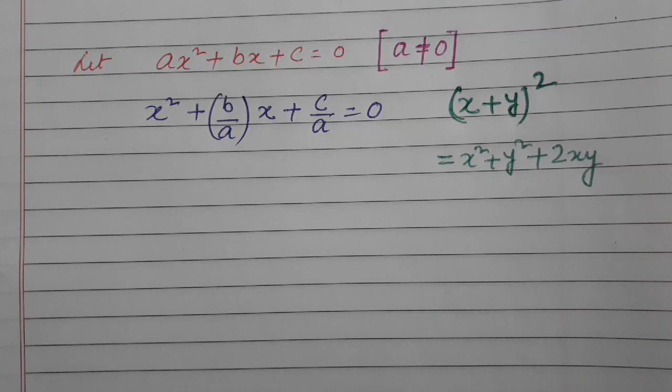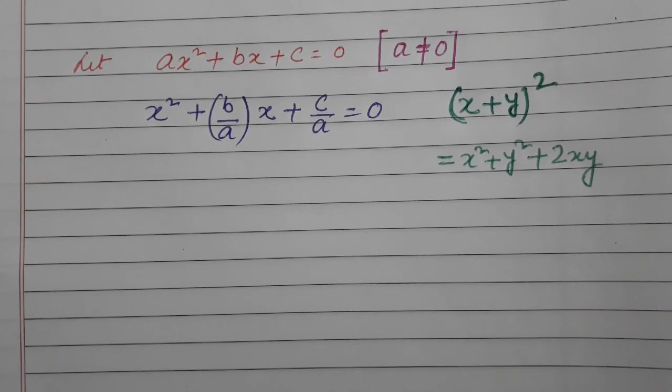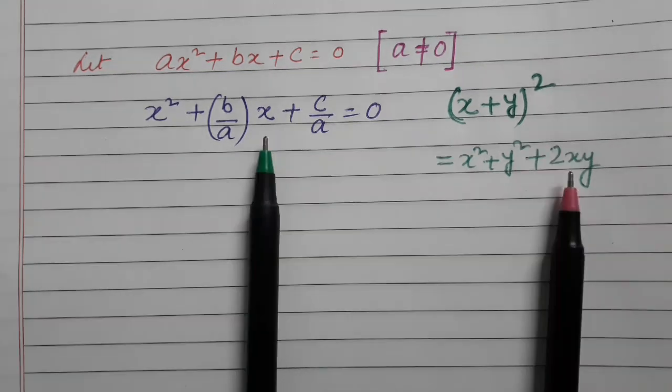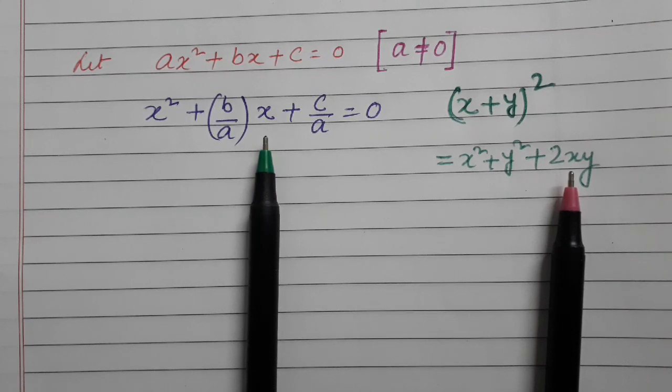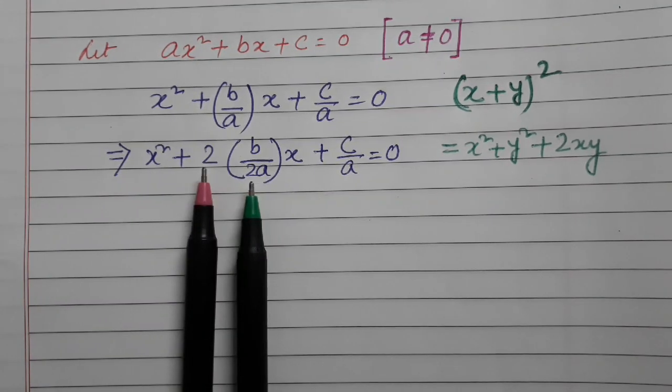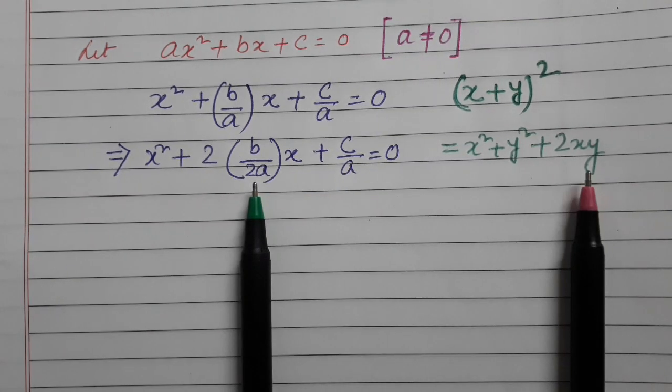Now as we know that x plus y whole square is equals to x square plus y square plus 2xy. Now in the left hand side we can see the term x square is there, and also the term of x is there, but in the left hand side of this equation there is no 2 with the term of x, so we need to bring that 2. So we need to multiply and divide 2 with the term of x. Therefore b by 2a will be y.